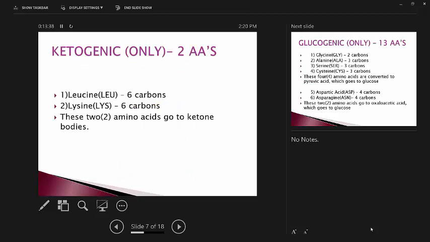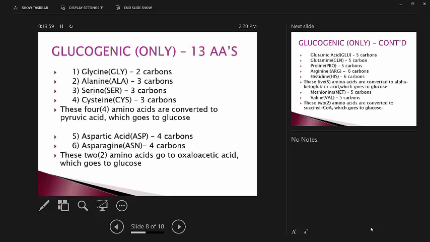So we start with the easiest list. There are only 2 that are purely ketogenic: leucine and lysine, the 2 L's, and they're both 6 carbons. No reason to remember that because you don't have to worry about it at that point. These 2 amino acids go to ketone bodies. Everybody see that? So they're ketogenic. Then the glucogenic only, 13 of the amino acids. So right now we've accomplished 15 of them. We'll go through these.